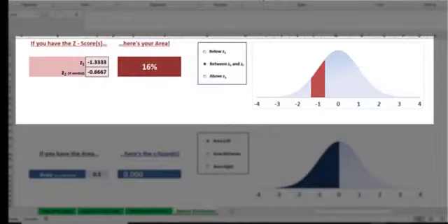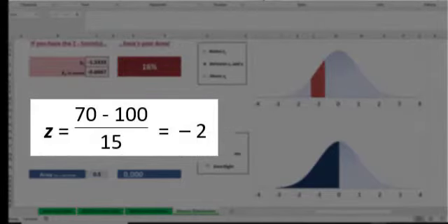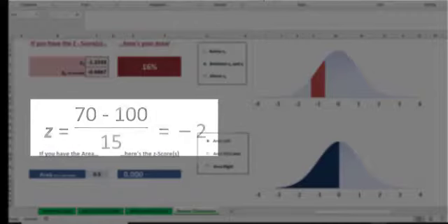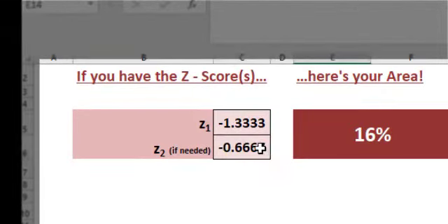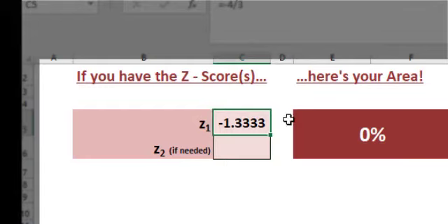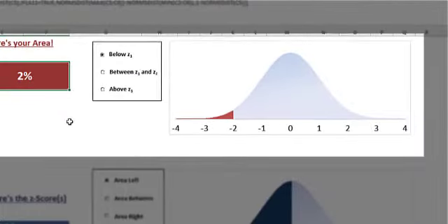All right, friends, let's do the below 70 IQ first. Now, calculating what the Z-score is for 70 isn't super challenging. You take 70 minus 100, which is negative 30, divide by 15, which gives you a negative 2. Just be real careful when you're looking at this spreadsheet. This one we don't have 2 Z-scores, we only have 1. If you only have 1, you only use the top one, Z1, and that'll make sense when you get over here. So I'm going to put in negative 2, and I want the area below that negative 2.